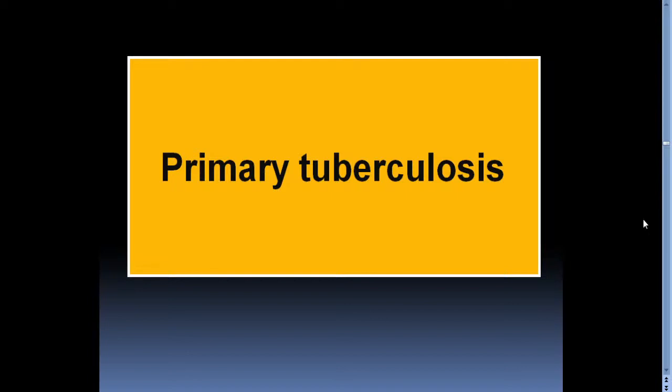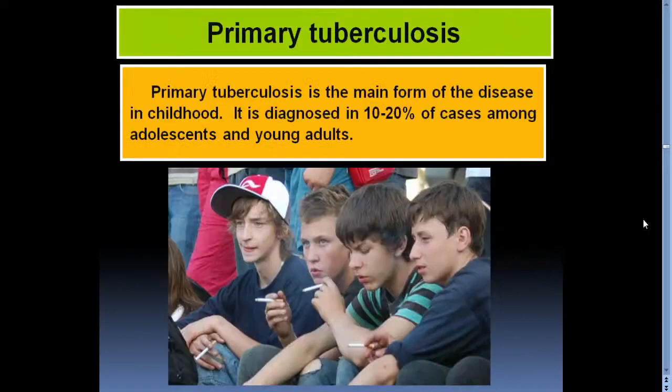Next part of our lecture: primary tuberculosis. Primary tuberculosis is the main form of the disease in childhood. It is diagnosed in 10–20% of cases among adolescents and young adults.